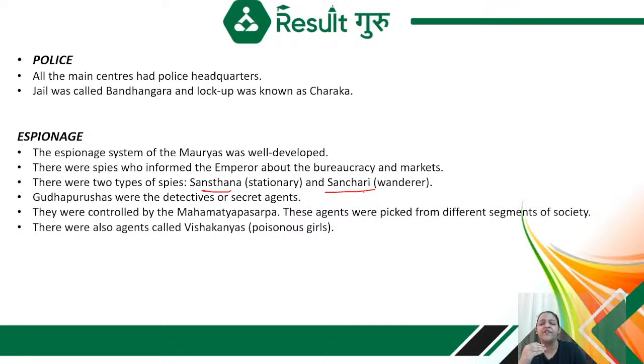And then there were agents also known as the Vishkanyas, who were the poisonous girls. It is believed that they fed themselves the poison of snake, and they are very poisonous, and if they bite you, you can die also.